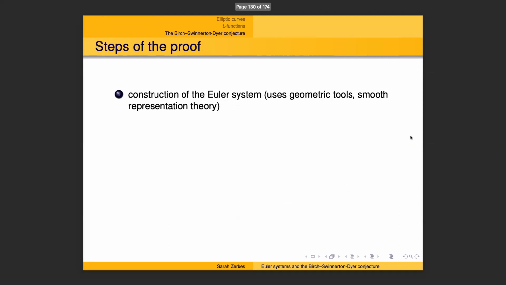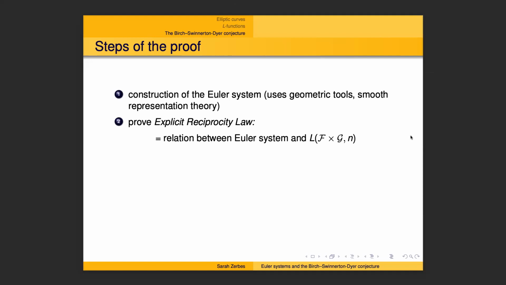Okay, so how do we prove this? Well, step 1, clearly, is construction of the Euler system. This is fundamentally a geometric construction. It uses tools from smooth representation theory of the underlying group GL2 times GL2. Then we prove what's called an explicit reciprocity law. So what's that? Well, it gives a relation between the Euler system and this value of the L function that we are after.